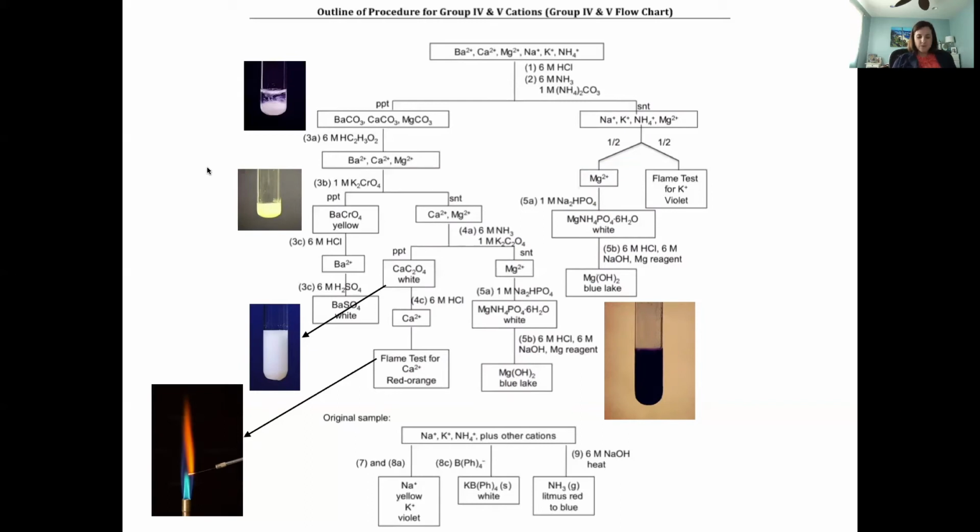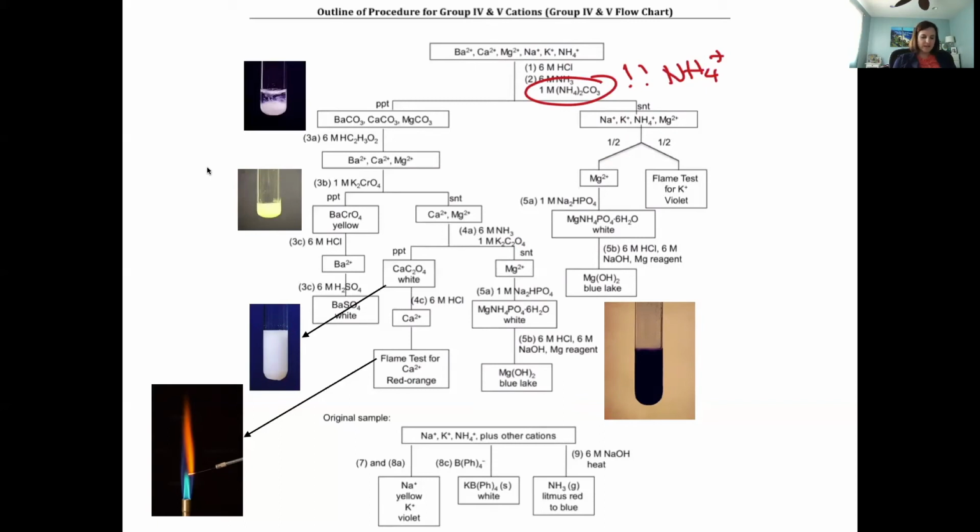Okay, so last ones we need to talk about are the soluble ones: sodium, potassium, ammonium. All right, so step 2, what did we add? Ammonia and ammonium carbonate. So even if there was no ammonium up here, we're going to have ammonium at this point. We add it. Do you guys see that right here?